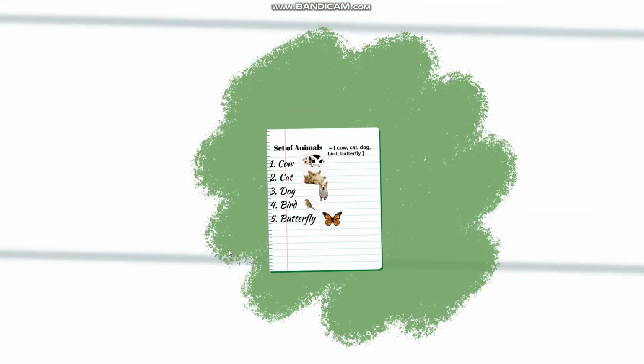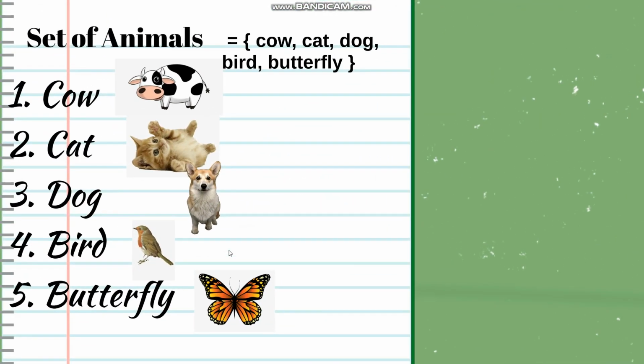Let's have this set of animals. In our set of animals, the first one is the cow. Then second, we have the cat, dog, bird, and the butterfly. Now, all of these are animals. Even though they are from different families, the point is they are animals, and the set of our animals are cow, cat, dog, bird, and butterfly. As long as they are animals, this set is considered a well-defined set.